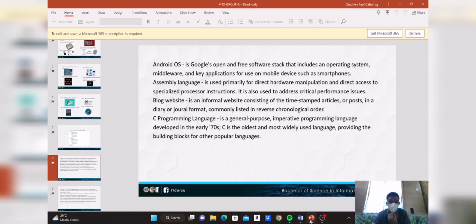So the C programming language is a general purpose imperative programming language developed in the early 70s. C is the oldest and most widely used language, providing the building blocks for other popular languages.